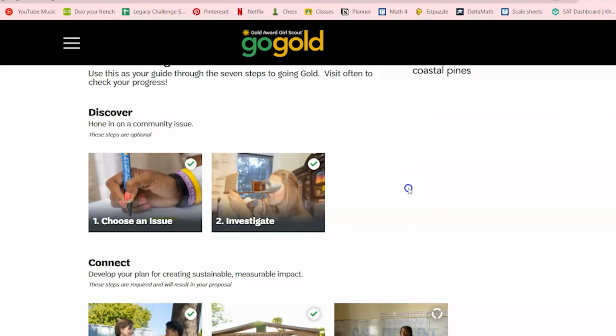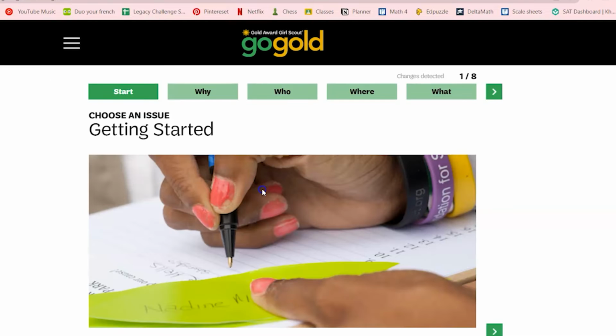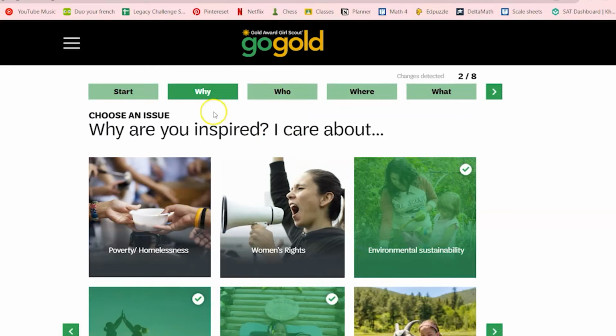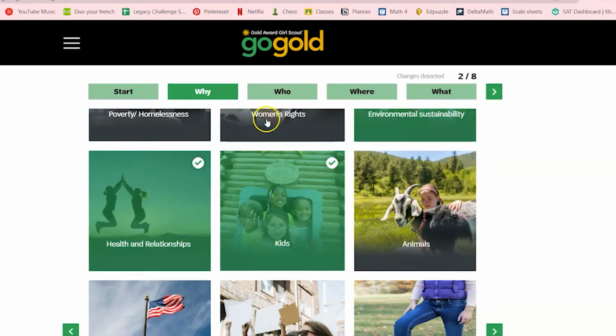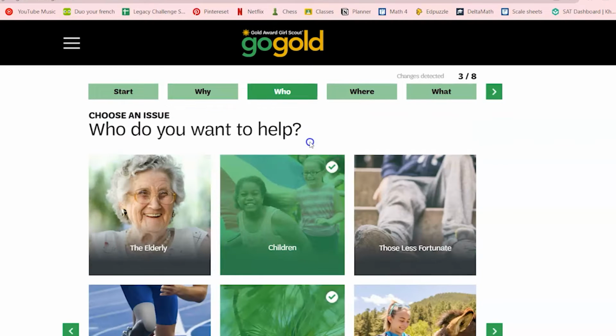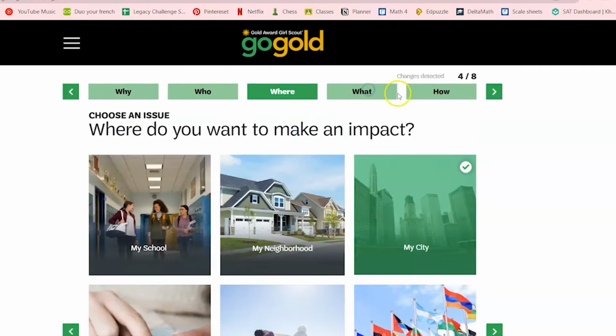What you'll first notice when you get into the website is that there are these two main boxes up here, and although these are optional, I would highly recommend that you do them, because basically they help you hone in on what your issue is really about, and it kind of is like a Pinterest board almost, helping you put your ideas together.